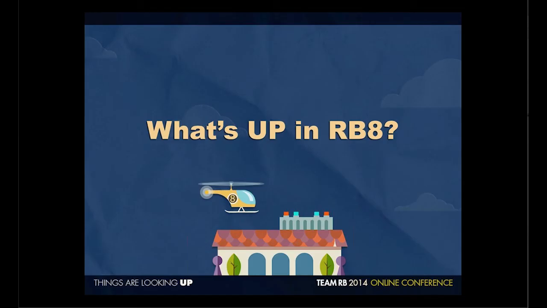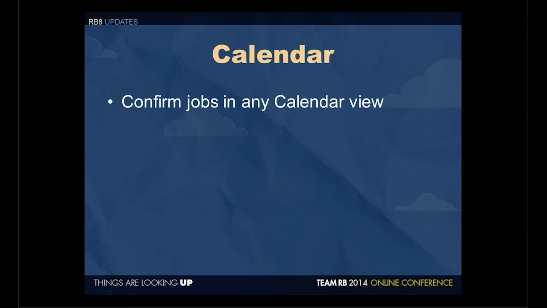Let's talk about the updates for RB8. First, we'll take a look at calendar updates. Confirm jobs in any calendar view. You can now confirm a job without viewing the job detail, simply by right-clicking the job, selecting Change Status, and then Confirm. You can also do this from the Actions menu as well. Look up location by resource. A new option allowing you to select a resource as a job location has been added.